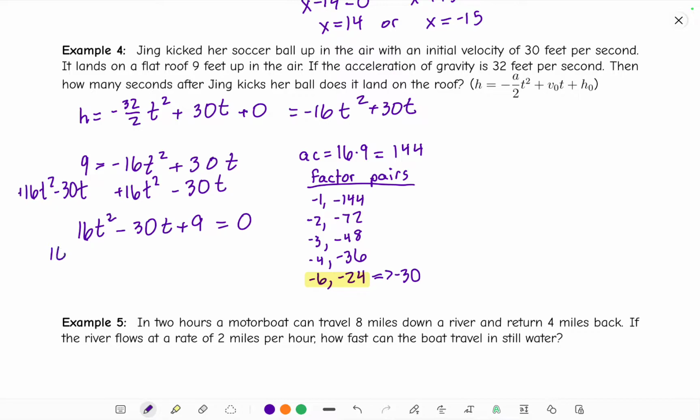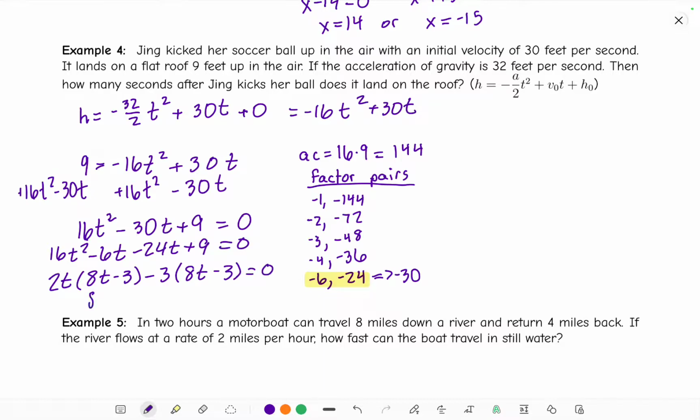So we get 16t squared minus 6t minus 24t plus 9 equals 0. I can take 2t out of the first two terms, so then we get 8t minus 3. Then I can take a negative 3 out of the last two to get 8t minus 3. So then we get 8t minus 3 times 2t minus 3 equals 0. So 8t minus 3 equals 0. Add 3, add 3.